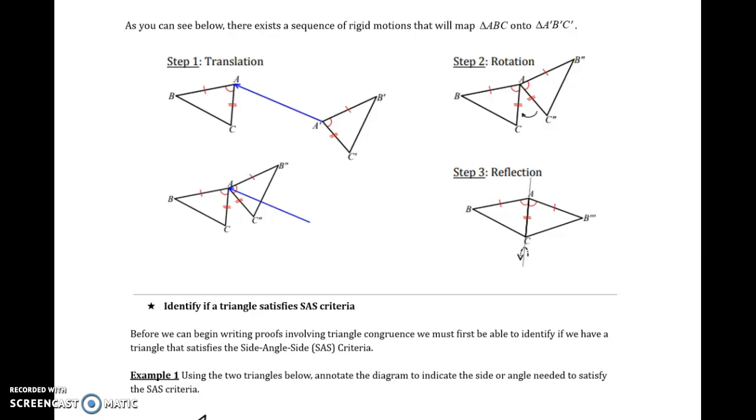Also, we can show that there exists a rigid motion that maps triangle ABC onto triangle A prime B prime C prime. However, we don't need to talk about that or say that because we can show that there is a correspondence between side, angle, and side of the two triangles. However, in the examples of the proofs that we do, we will describe a rigid motion or a sequence of rigid motions that will map one of the triangles onto the other.